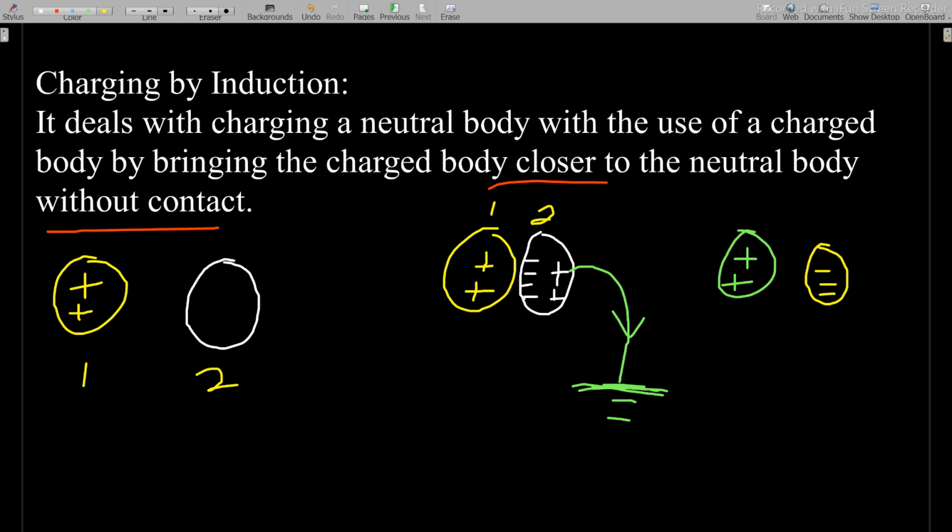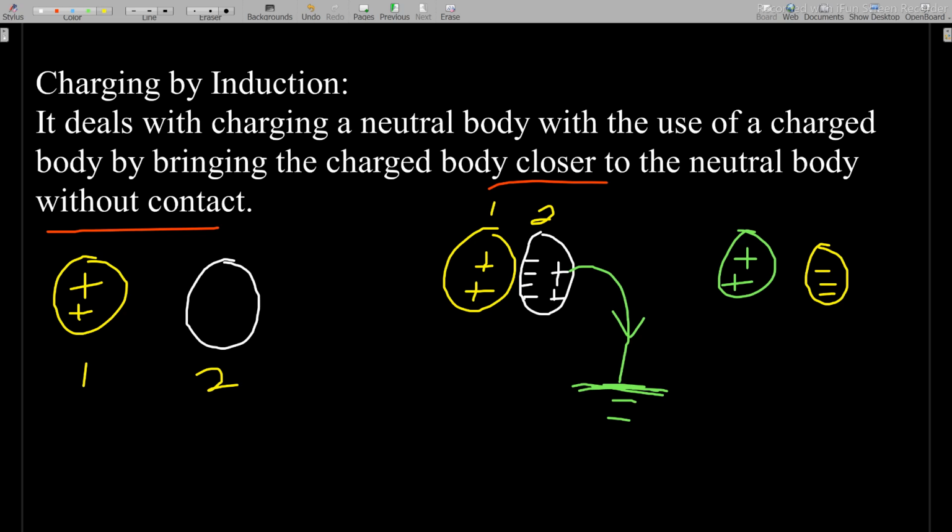So you see, charging by induction actually gives you an opposite charge after the process. I don't know if you get my point. If you want to charge a body negatively using induction, you have to use a positively charged particle. If you want to charge a body positively using induction, you have to use a negatively charged particle.